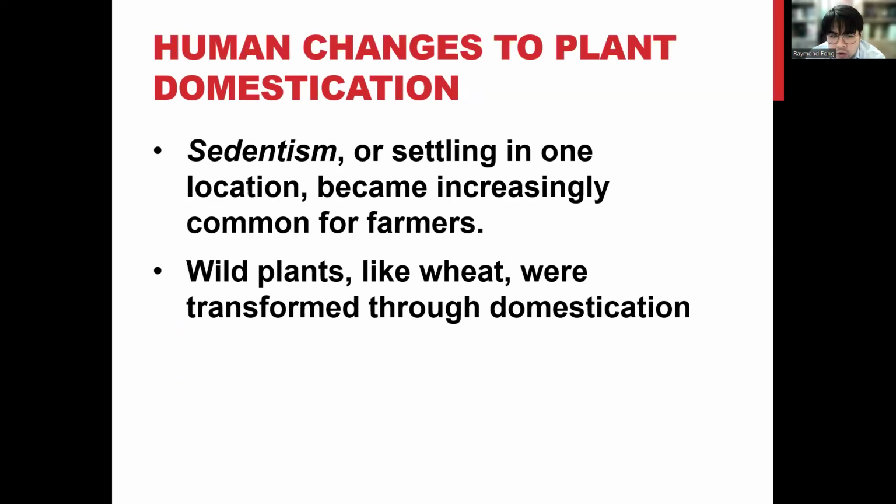All right, now this is where things get a little spicy. This is where the quiz question is. It depends which year you are, but this is probably a quiz question. So, human changes plant domestication, sedentism, or settling in one location, became increasingly common for farmers. Wild plants like wheat were transformed through domestication.